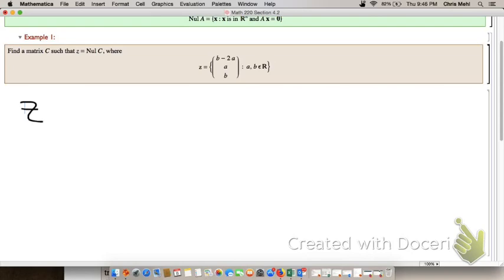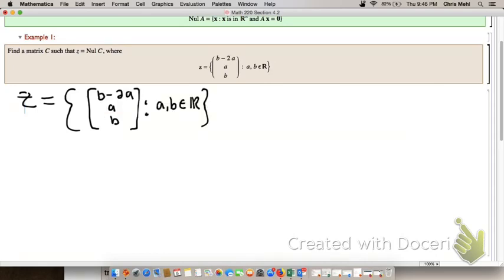and do a rewriting slightly of this set. So Z is the set of all vectors where the first entry is b minus 2a, the second entry is a, and the third entry is b, and a and b can be any real numbers in R.